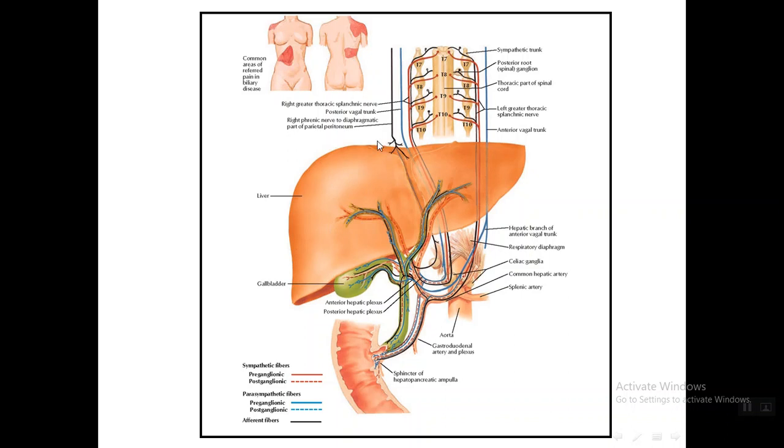Right shoulder, why? Because of the nerve supply to the diaphragm that is covering the liver. We know that the phrenic nerve supplies the diaphragm, and the phrenic nerve has a root value of C3, C4, entering the spinal cord at the level of C3, C4. And we know that the supraclavicular nerve supplying the shoulder region has the same root value as the phrenic nerve, C3 and C4.